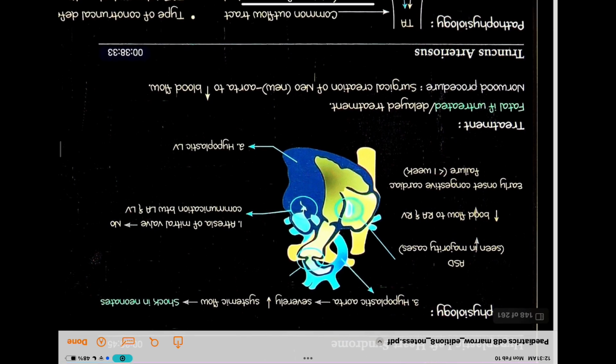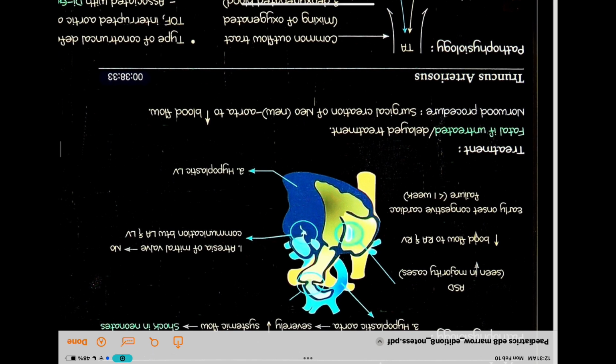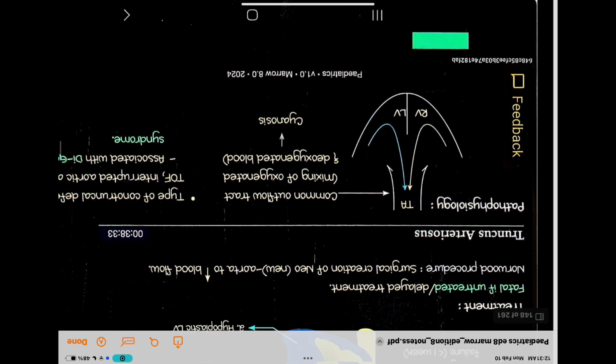Early onset congestive cardiac failure in less than 1 week. Treatment: hypoplastic left heart syndrome is fatal if untreated or if treatment is delayed. Norwood procedure: surgical creation of a new aorta to increase blood flow.